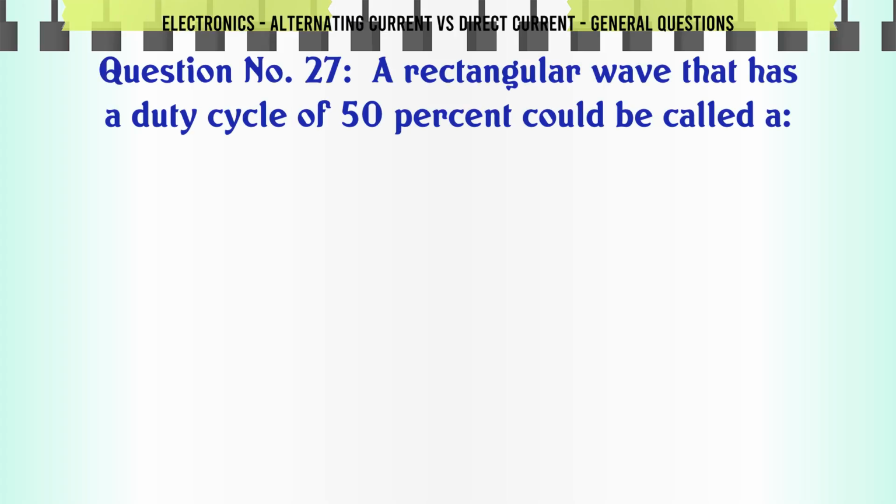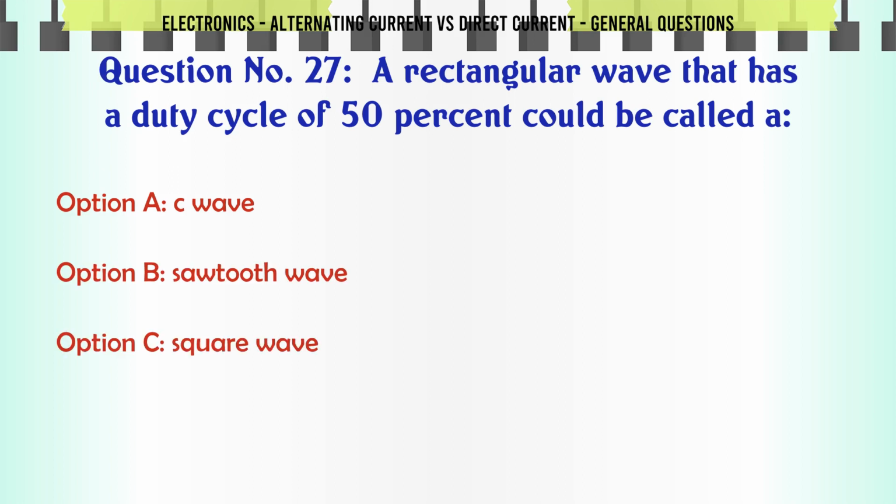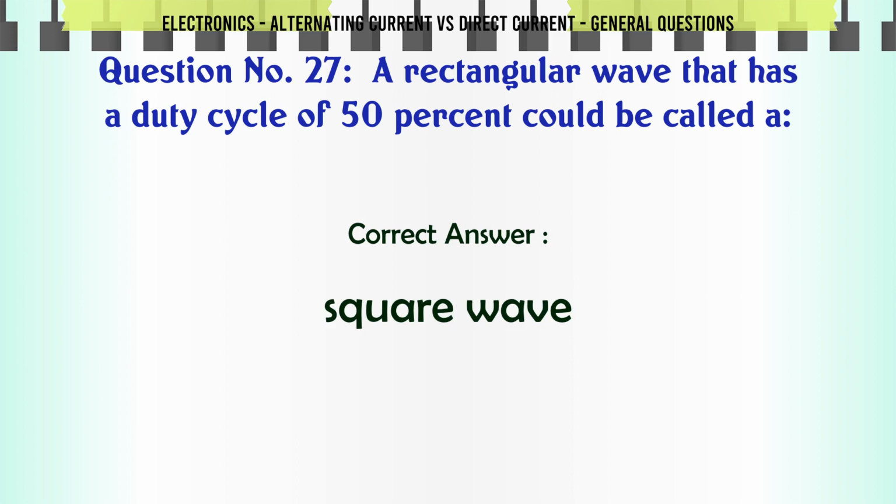A rectangular wave that has a duty cycle of 50% could be called A. AC wave. B. Sawtooth wave. C. Square wave. D. Triangle wave. The correct answer is square wave.